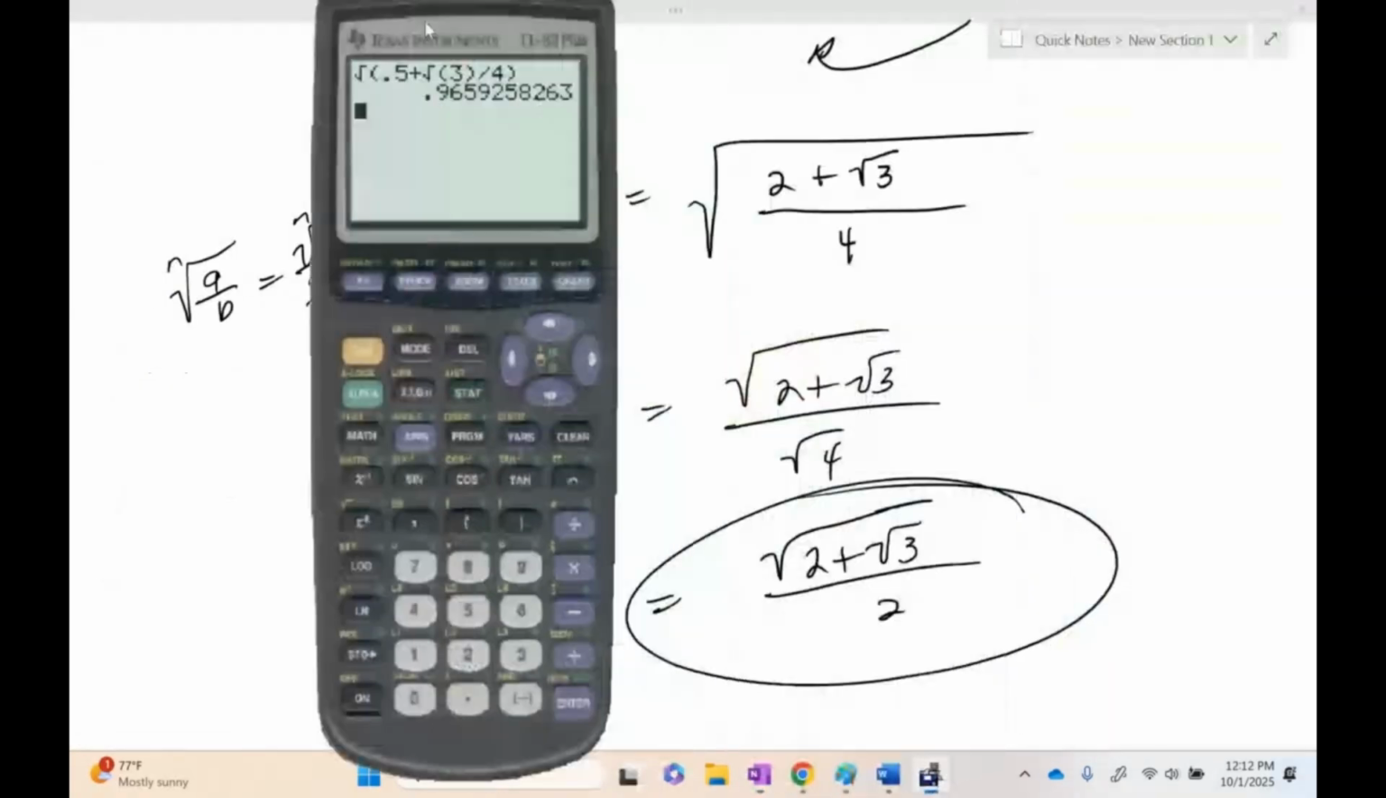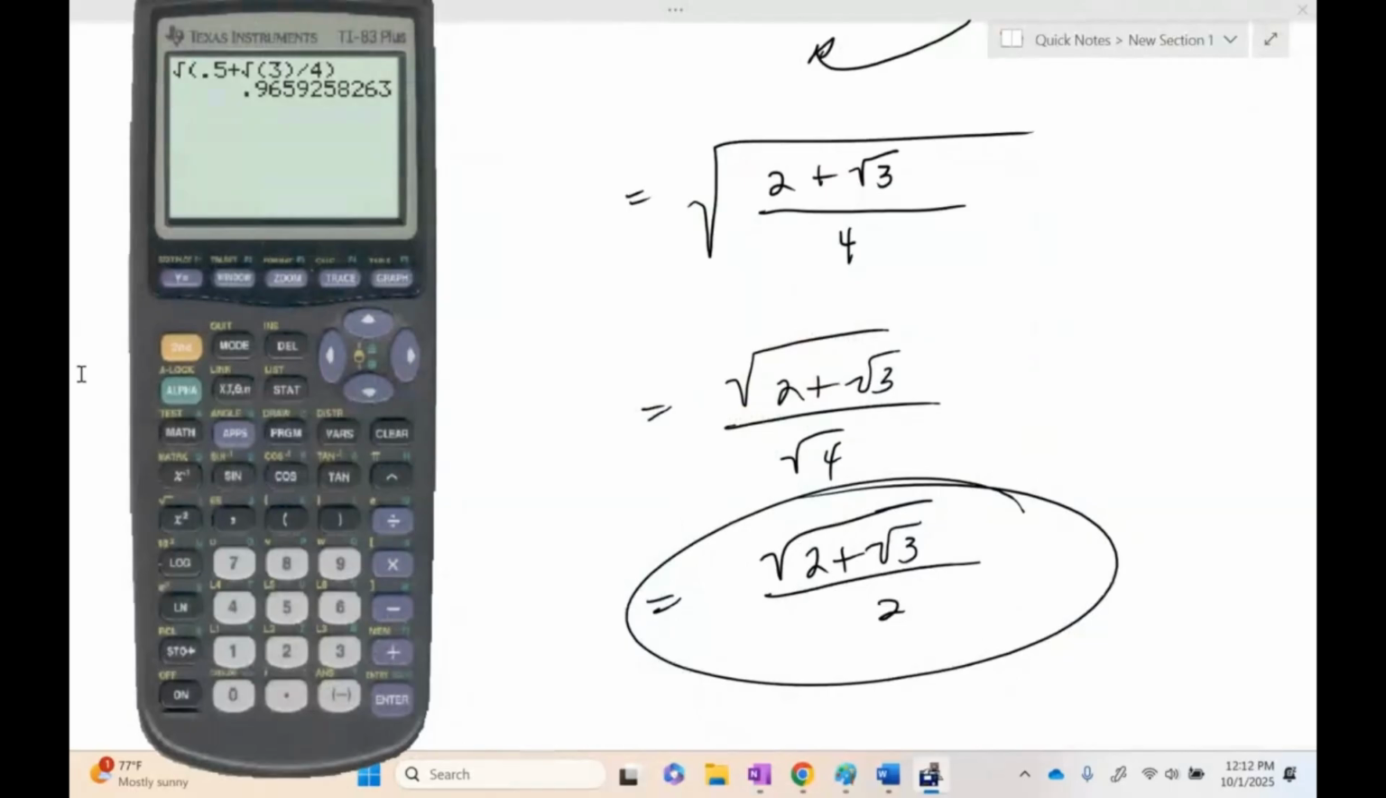For my answer, I'm going to put this in. It's the square root of 2 plus the square root of 3, close off the square root from 3, close off the numerator, divided by 2. Those are the exact same answer value. One's just written differently from the other.